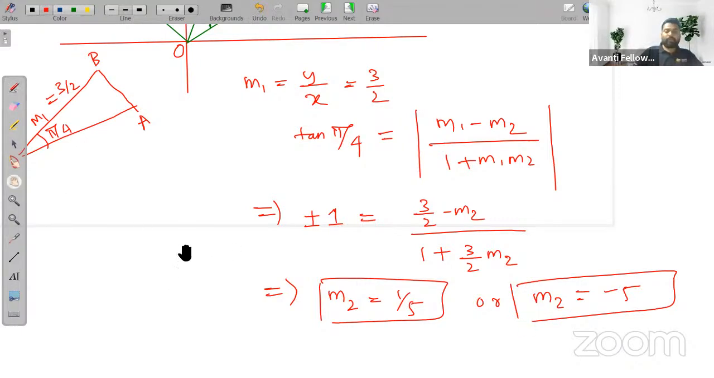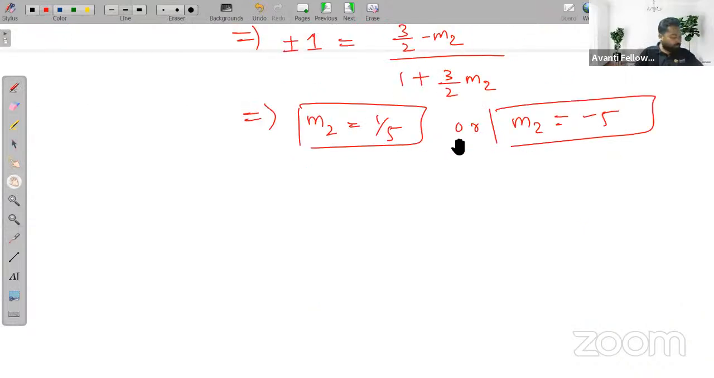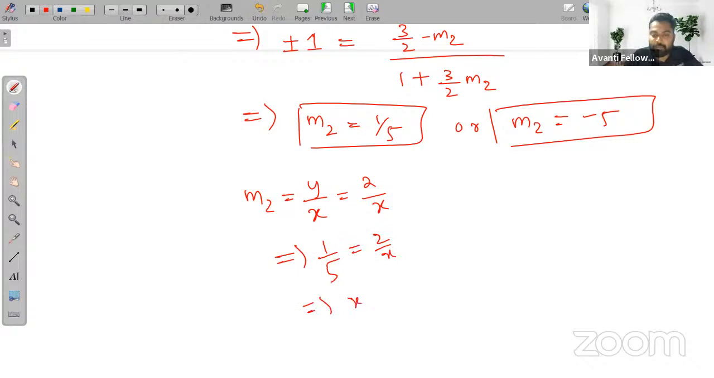So now I am getting two slopes for M2. M2 will be y upon x also, and we know y is 2, so that is 2 upon x. If we equate these, 1 upon 5 is equal to 2 upon x, so x is equal to 10.